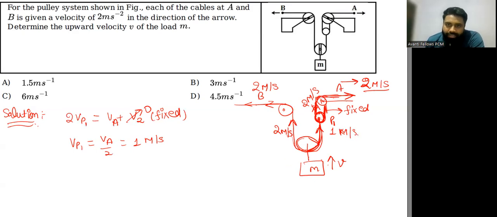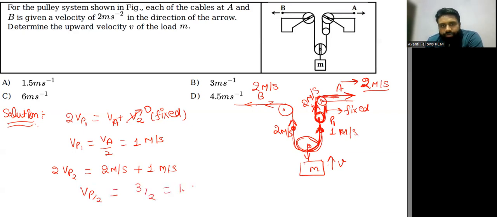Again, we are going to apply this concept for this pulley. So for this pulley, 2 times the velocity of pulley 2 is equal to the velocity at this end, which is 2 meter per second, plus the velocity of this end, which is 1 meter per second. So you can say that the velocity of pulley 2 is equal to 3 by 2, which is 1.5 meter per second. And the same velocity will be transferred to the block. So option A is the correct option.